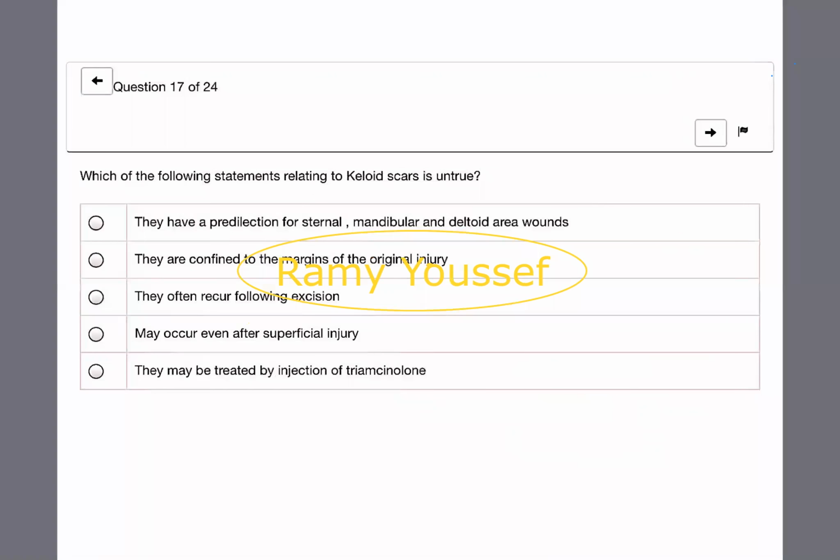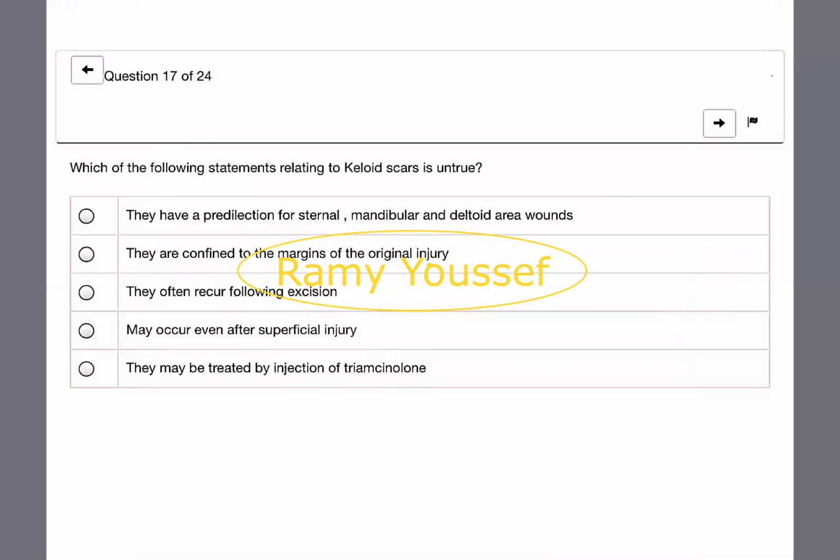Next question. Which of the following statements related to the keloid scar is untrue? They have a predilection for the sternum, mandibular, and deltoid area and wound. They are confined to the margin of the original injury. They may recur after excision, may occur even after a superficial injury. They may be treated by injection of triamcinolone. So it's B, they are confined to the margin. It is about exceeding the margin.